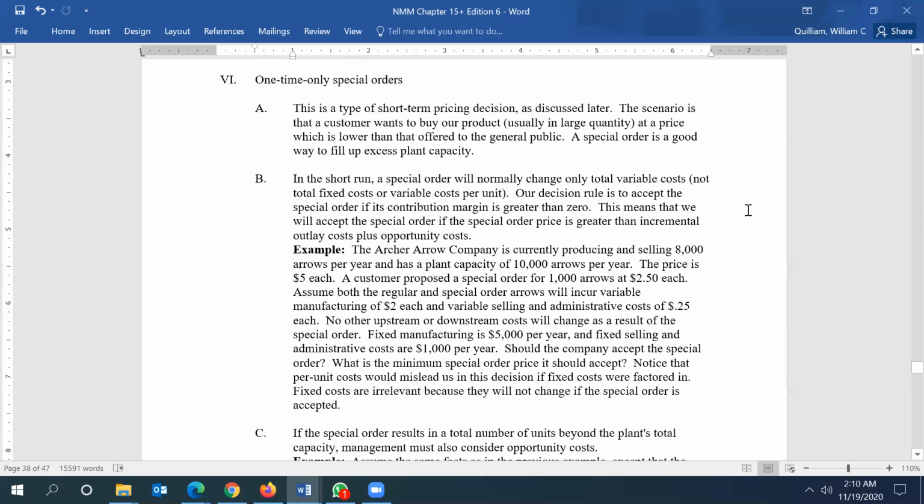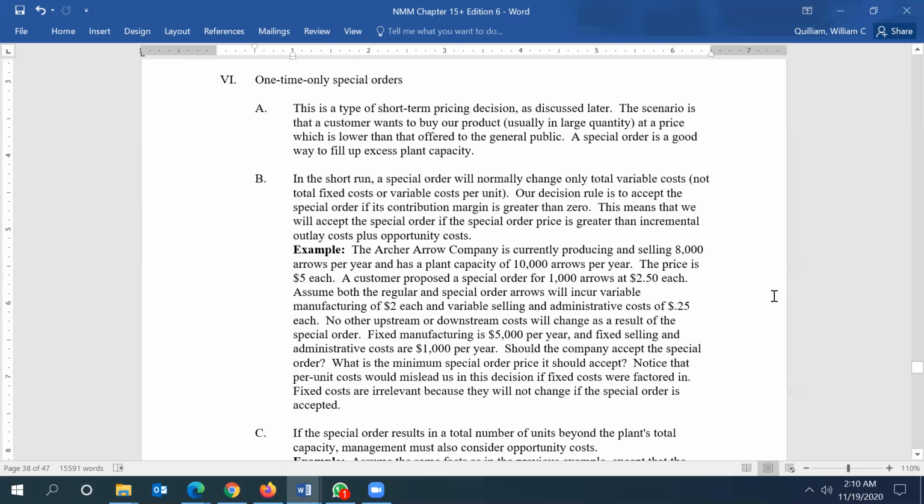So in the short run, a special order will normally change only total variable costs, not total fixed costs, not variable cost per unit. And our decision rule is to accept the special order if its contribution margin is greater than 0, so it turns a positive profit for us. And this means we will accept the special order if the special order price is greater than incremental costs plus opportunity costs.